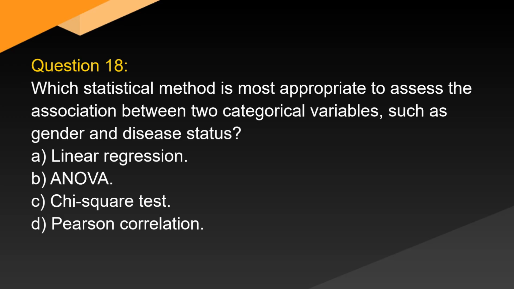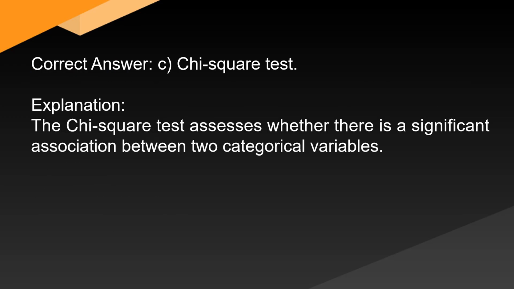A. Linear regression. B. ANOVA. C. Chi-square test. D. Pearson correlation. Correct answer: C. Chi-square test. Explanation: the Chi-square test assesses whether there is a significant association between two categorical variables.